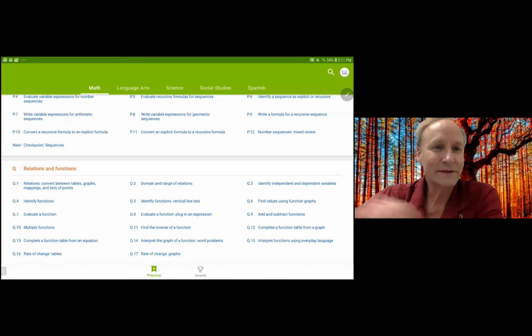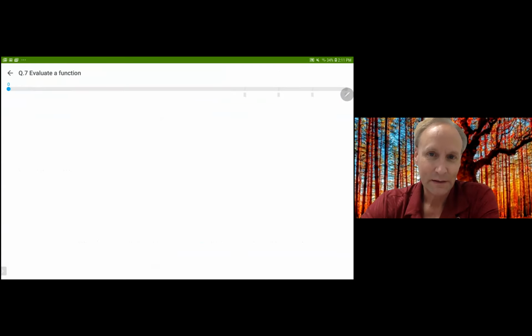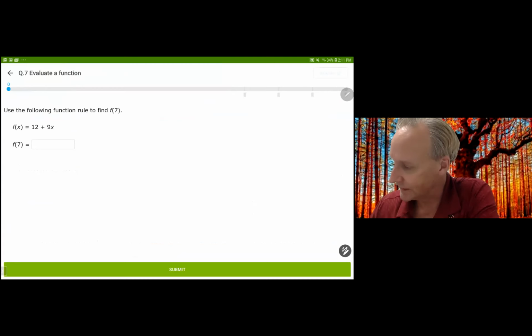Hi, everybody. We're going to do Q7, which is evaluating linear functions. Oh, they could be any kind of function. So we're going to evaluate functions. So here it is, Q7, evaluate a function. And this is going to be very intuitive. You see, what they tell you, and if you really follow directions, it'll make sense.